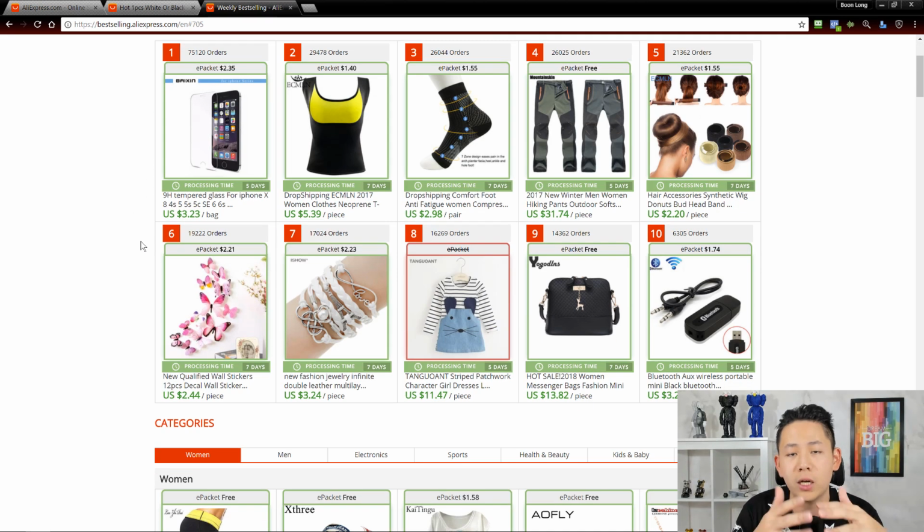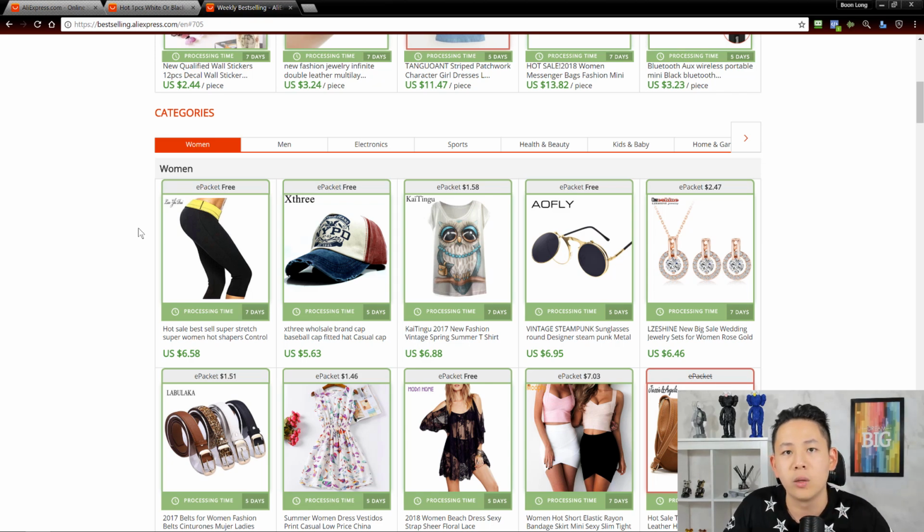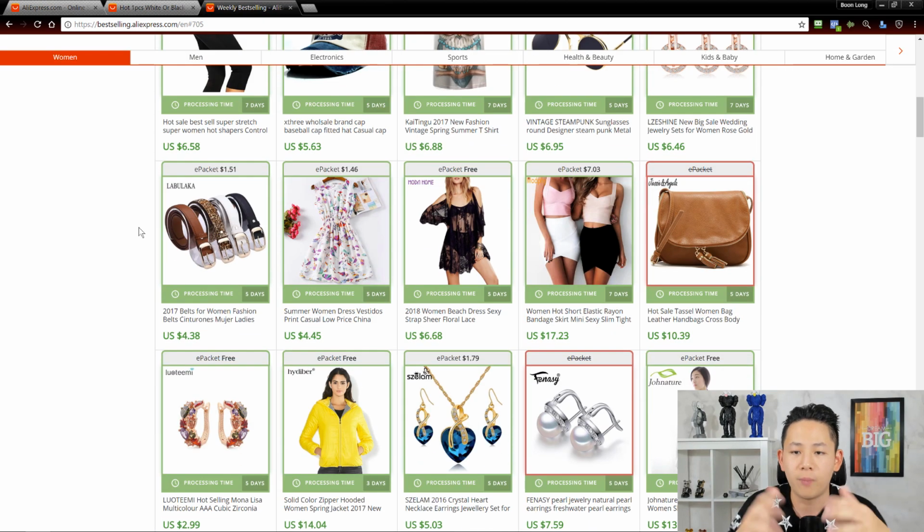Alright, so this is generally a good idea to look at what products customers actually want all over the world. However, please take note that some of these products may already be very saturated. So just treat this as a very good indicator of what customers actually want from AliExpress. From there, you can move onto the different categories and subcategories and start looking for your potential product to sell.